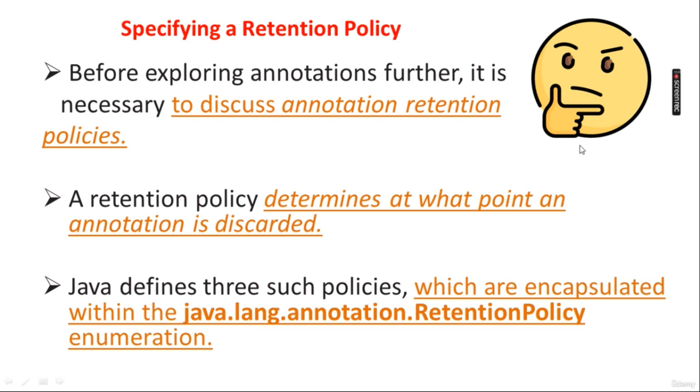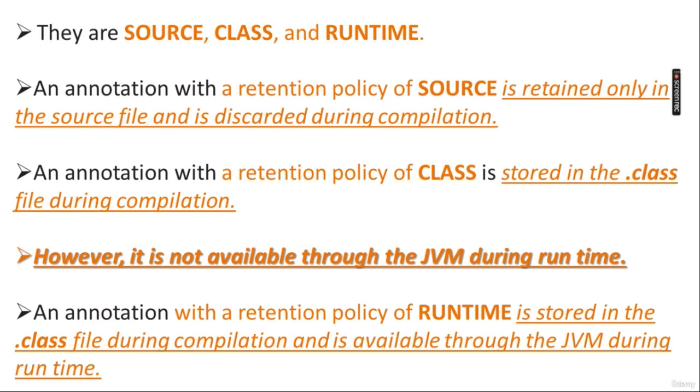Java defines 3 such policies which are encapsulated within the java.lang.annotation.RetentionPolicy enumeration. So what is the rule? That rule is written over here: at what point this annotation is going to be discarded, which is written in java.lang.annotation.RetentionPolicy. They are SOURCE, CLASS, and RUNTIME.